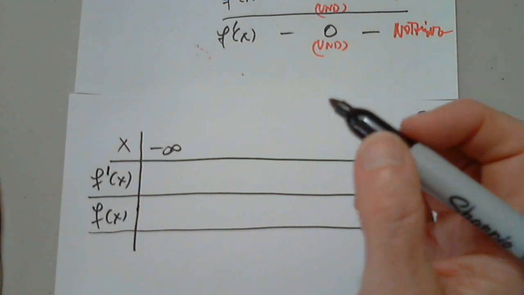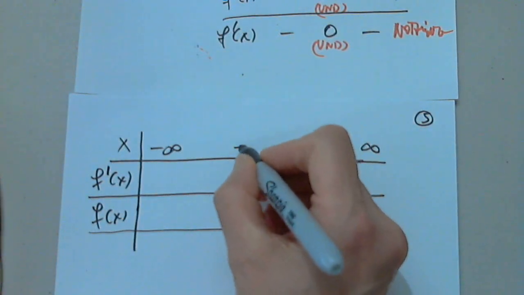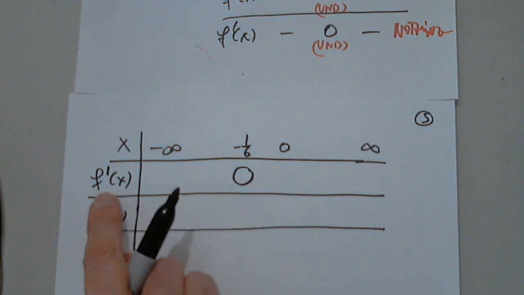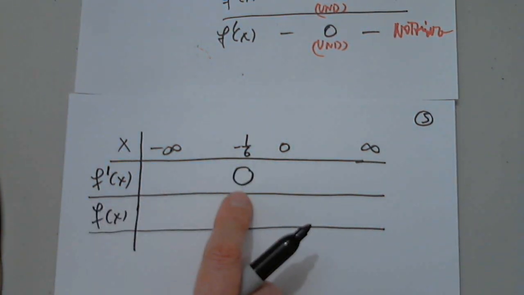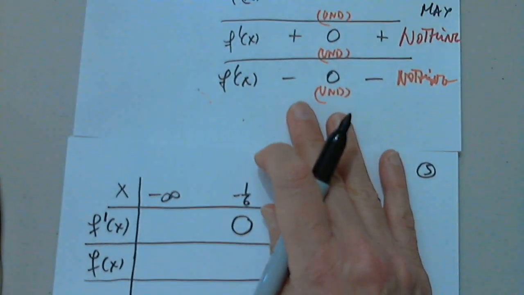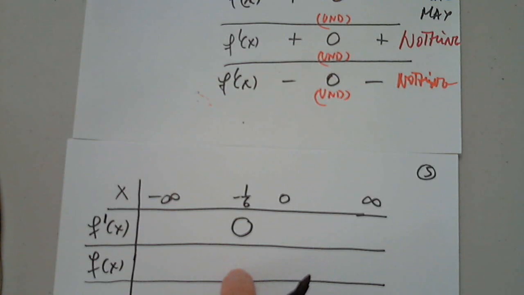So I put 0 in the table, I put negative 1/6 in the table, and I put 0 under negative 1/6 because that's how we determined it. F prime of x is 0 at negative 1/6. We will also determine this function value in a minute. We're going to plug it in the calculator. I'll put it in here.